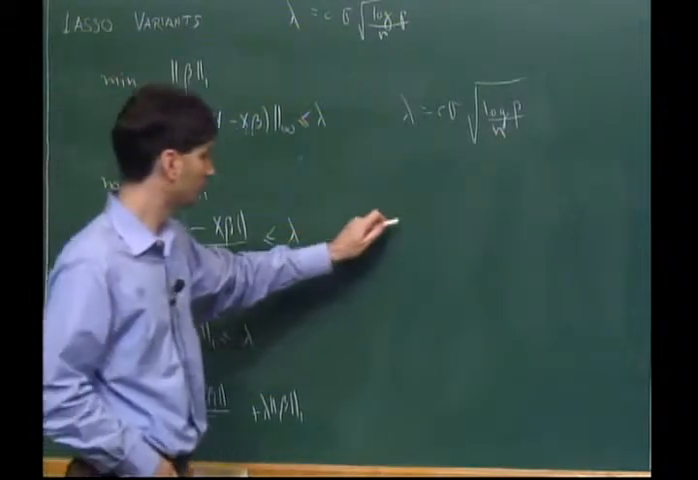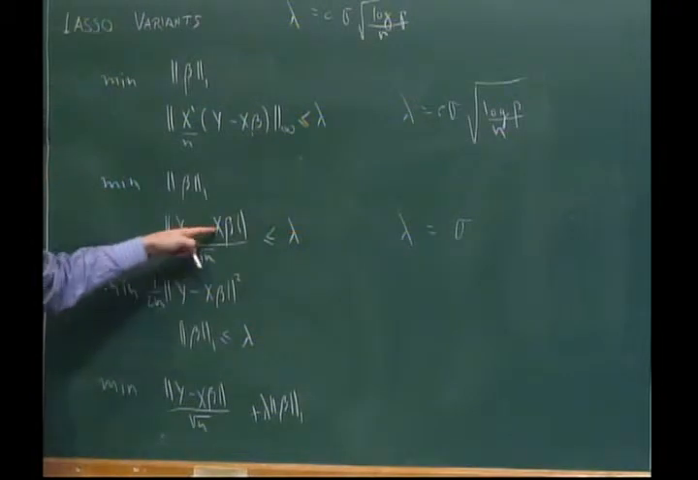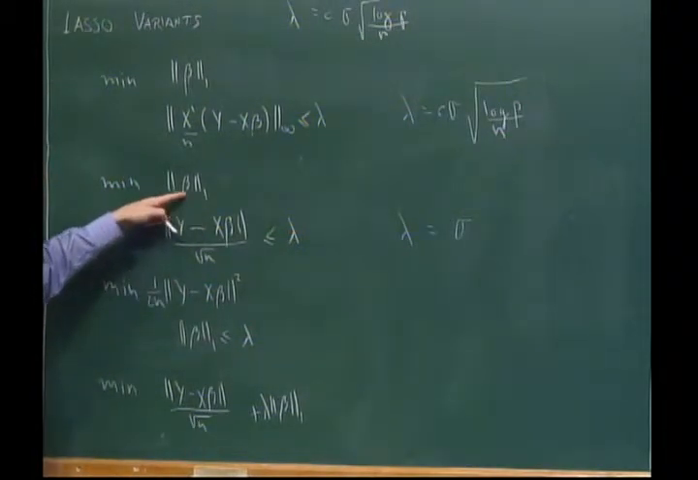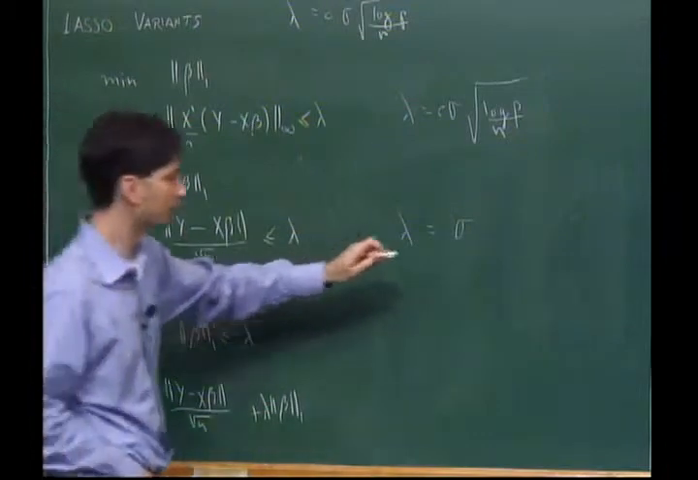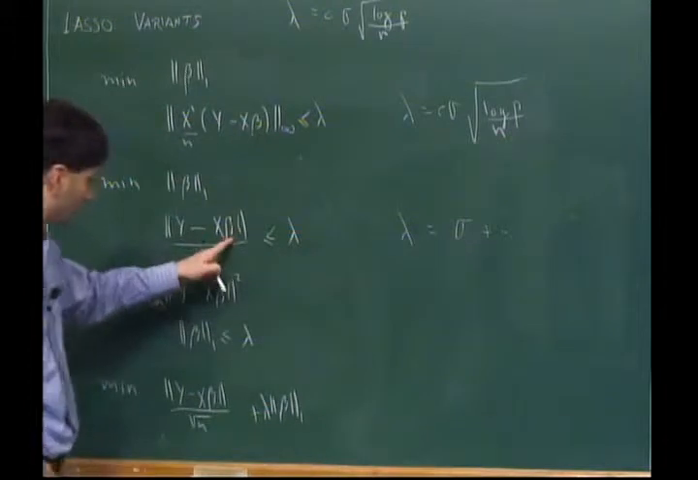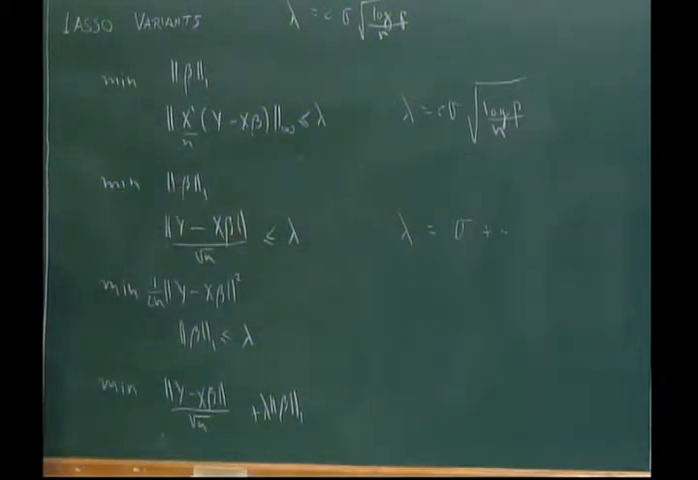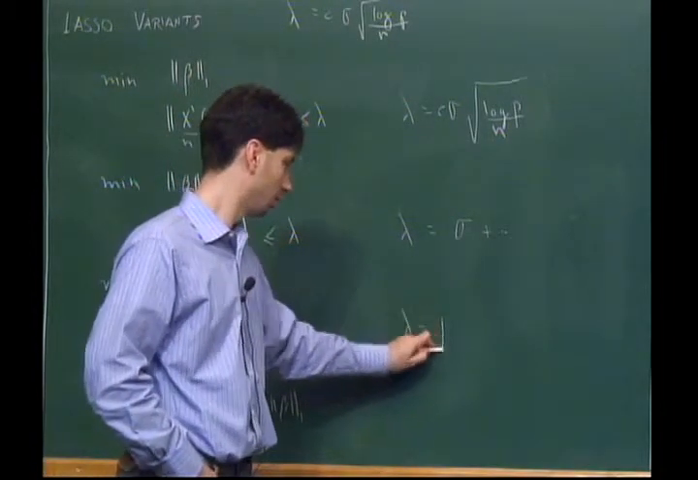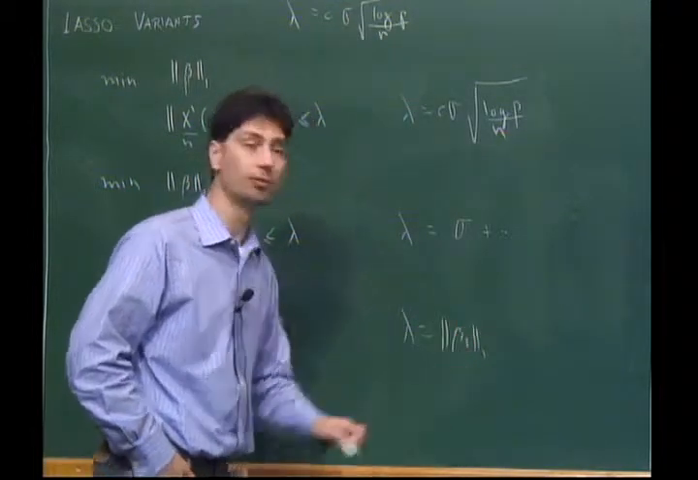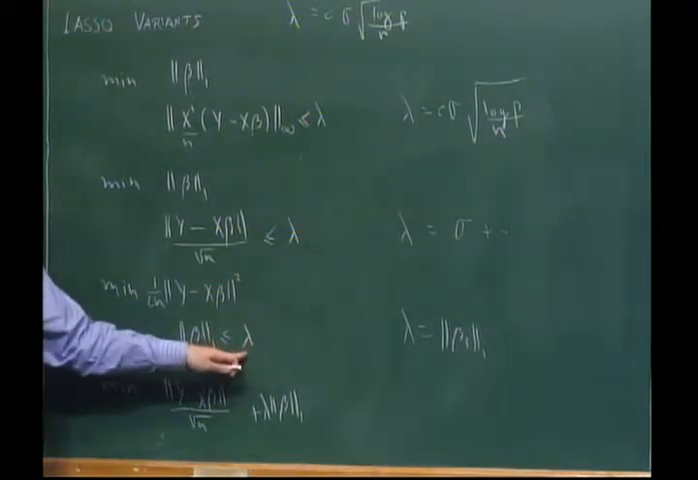In this case, what you want is lambda to be essentially sigma, plus some little noise, because you want, again, beta naught to be feasible here. And then you are in the restricted set one more time. In this one, what you want is actually the L1 norm of beta naught. And you need to be a little bit precise on this choice. If you make a large mistake here, or a small mistake, you lose convergence.